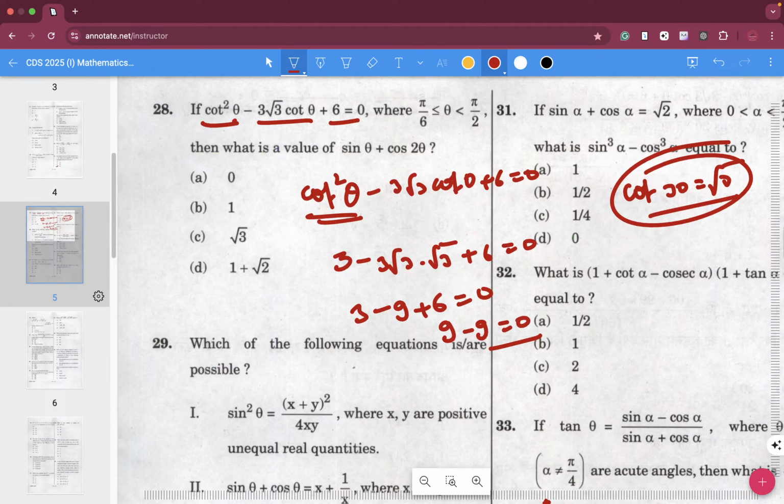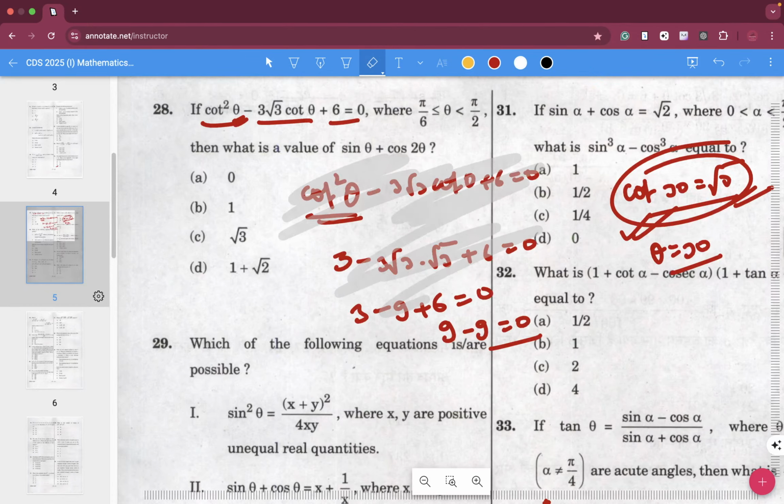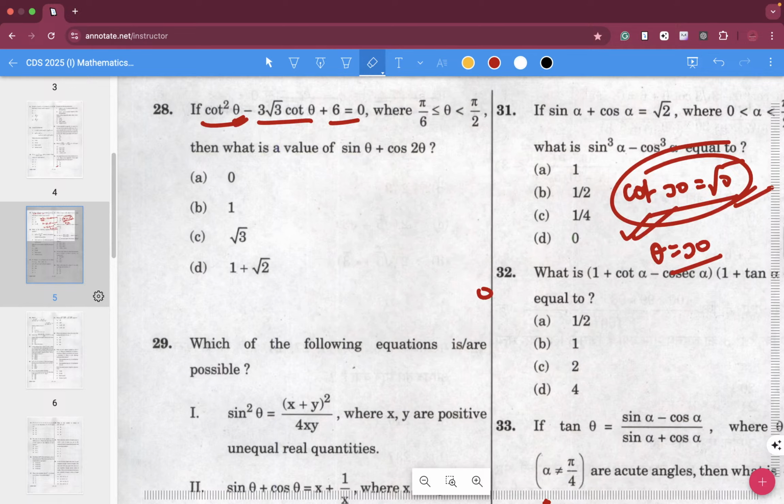Which means over here for theta, the cot value justifies this. For theta is equal to 30, it justifies this. So now if you put theta is equal to 30 over here, which means sin 30 plus cos 60.